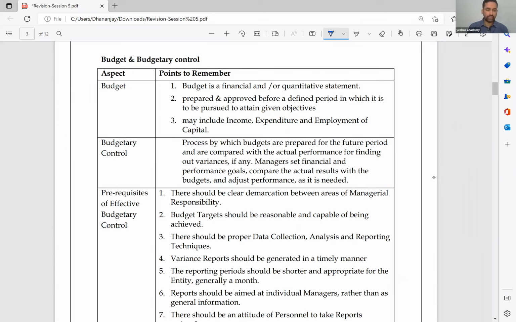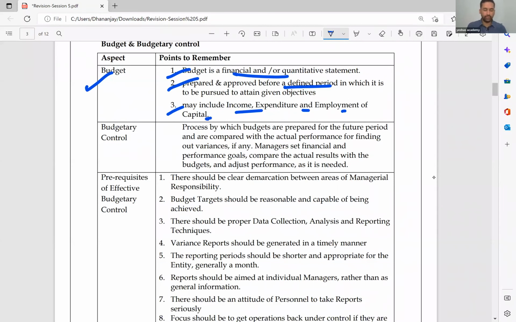Next discussion is budget and budgetary control. Budget is a financial and/or quantitative statement prepared and approved before a definite period, may include income, expenditure, and usage of capital. Very basic definition. What is budgetary control? Process by which budgets are prepared for a future period and compared with actual performance for finding out the variances.